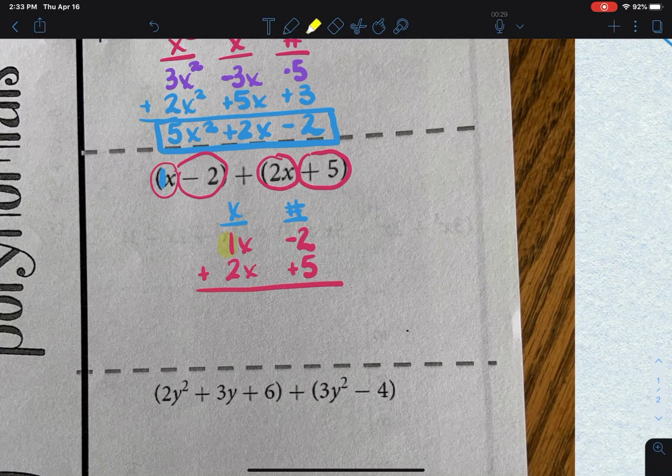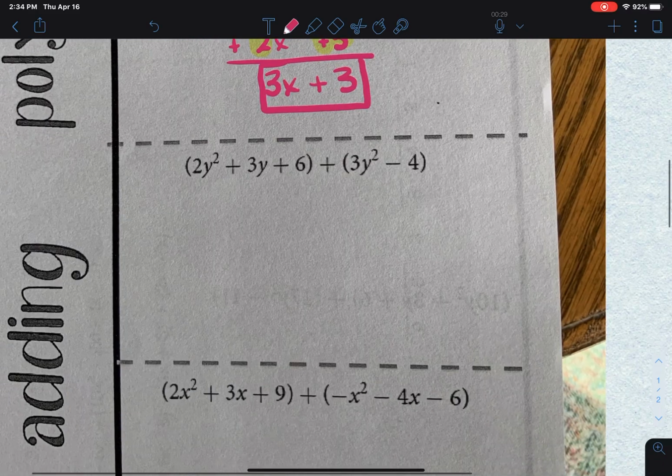So if I look here, we put those pieces together. So 1x plus 2x is 3x. And then this part, negative 2 plus 5 is going to be positive 3. So I'm going to write plus 3. Now, once you get the hang of how to sort them and how to make the columns, these tend to get a lot easier.